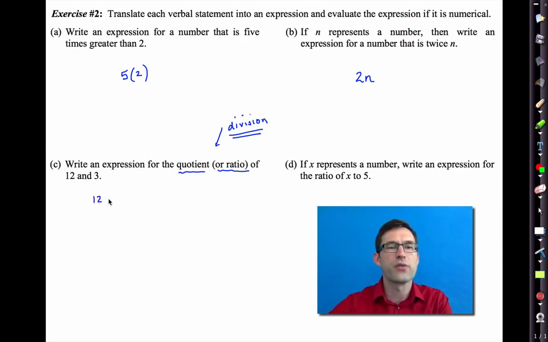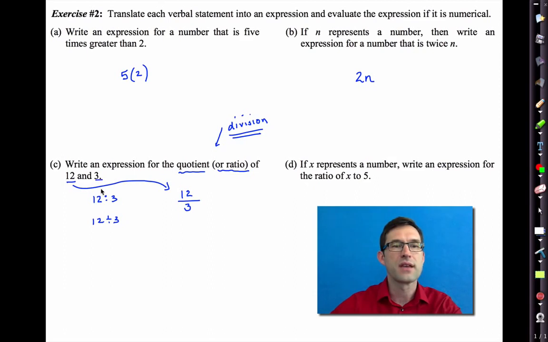Lots of different ways we could write this. We could write it with the little colon notation. We could write it like this. But the most appropriate way is to write it with a fraction bar. That's the way that you're going to see it 9 times out of 10 in algebra. So anytime you see quotient or ratio of blank and blank, the first one goes in the numerator, the second one goes in the denominator. That's just convention. It's just the way it is.